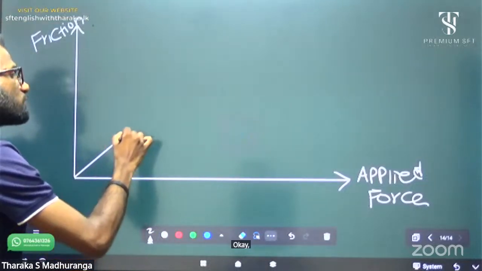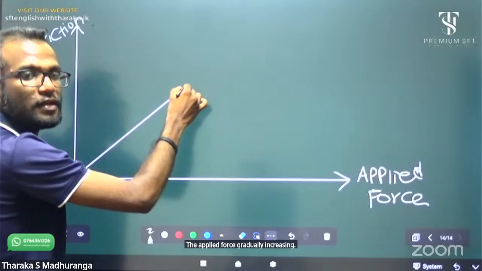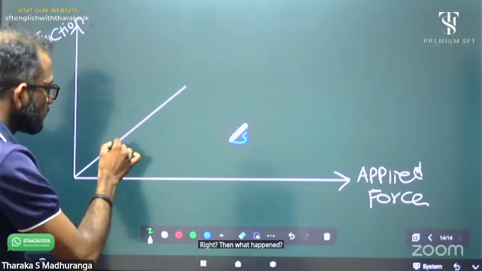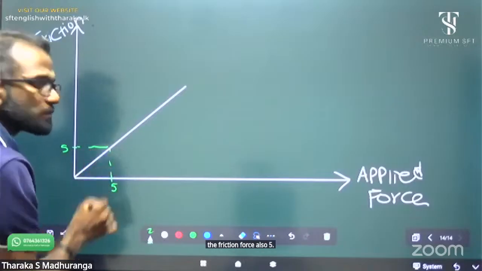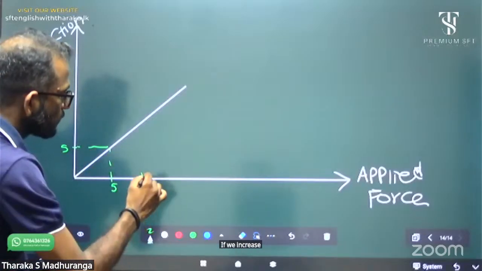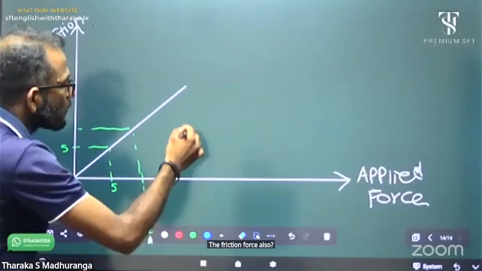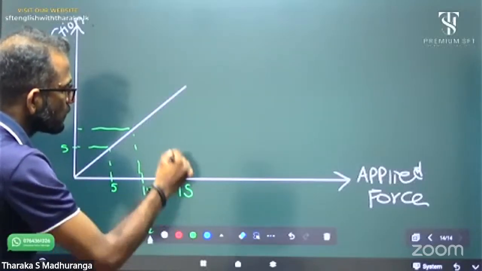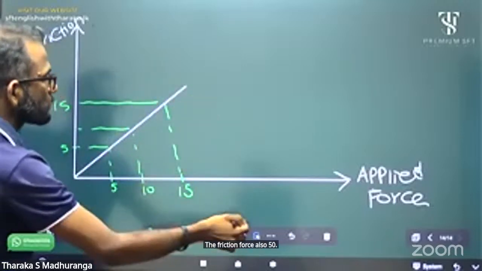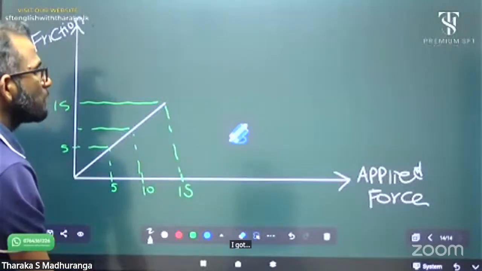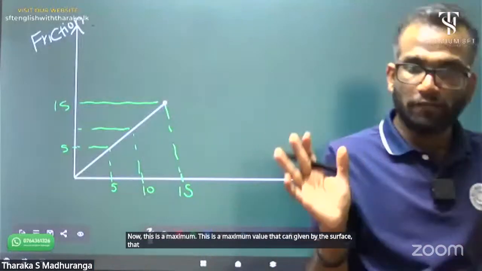Okay, the applied force is gradually increasing. Then what happened? When the applied force is 5, the friction force is also 5. If we increase to 10, the friction force is also 10. If we increase the external force up to 15, the friction force is also 15. Now this is a maximum. This is the maximum value that can be given by the surface, that means the limiting friction force.